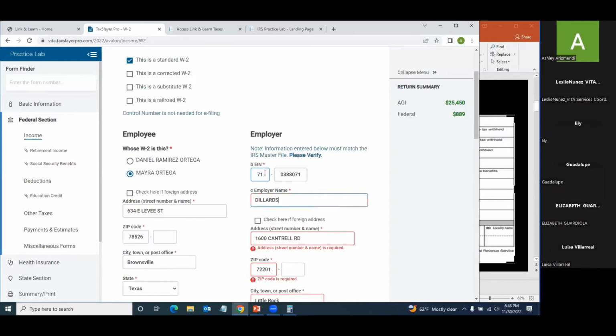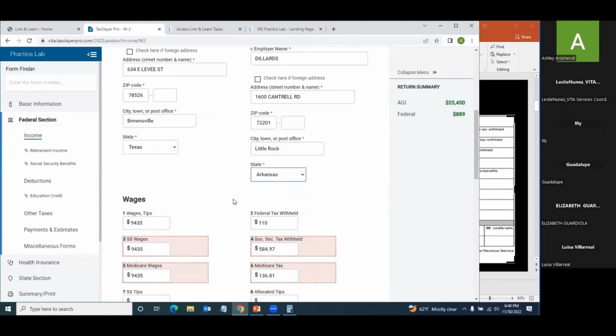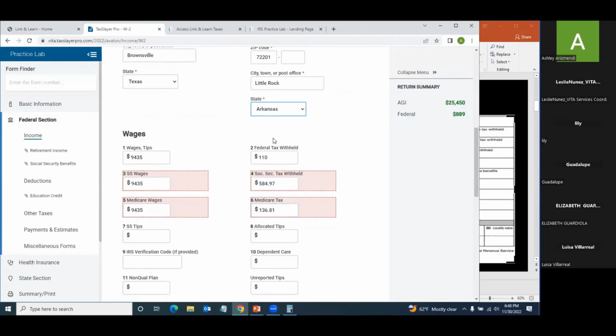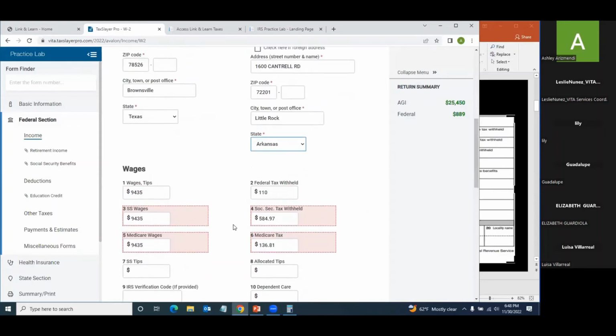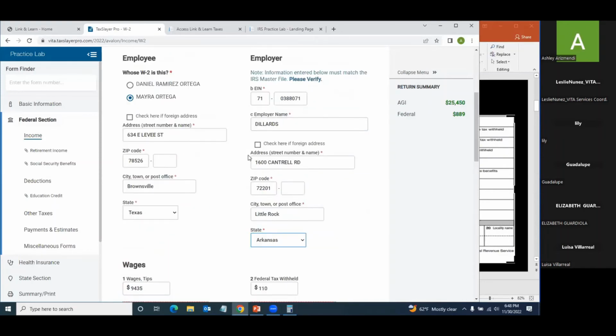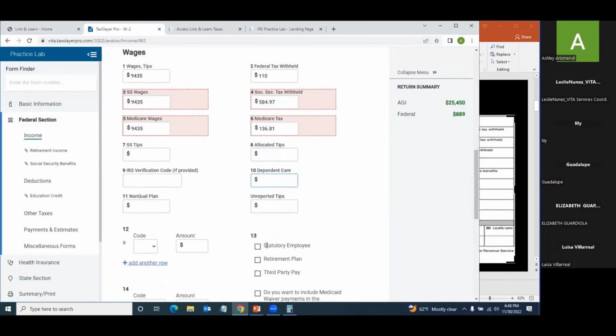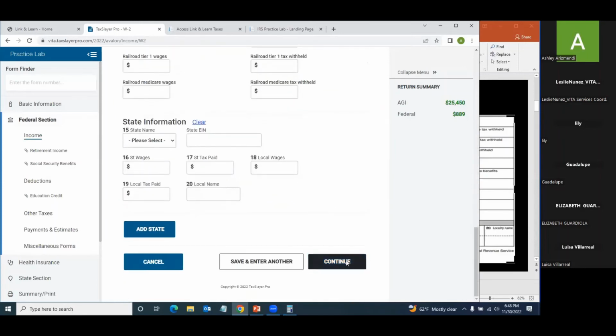And then tab, because the address populates on there as you push tab. And then everything else is complete. Remember, we're gonna go with whatever is on the form for the address and the EIN and all that. And then we push continue.